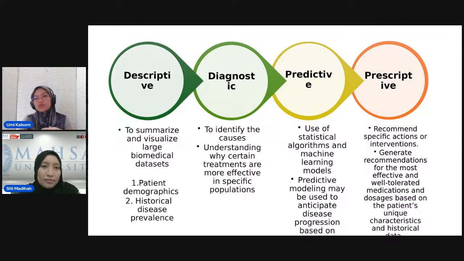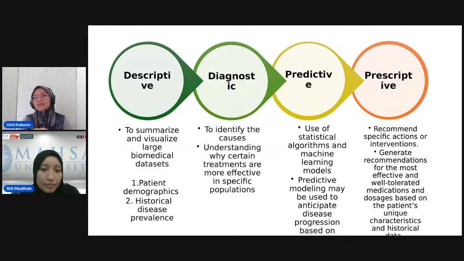Then moving forward, we go to diagnostic analytics. We want to identify the causes of what is happening. For example, we want to understand why certain treatments are more effective in a specific population and not effective in other populations. So we diagnose the data to know why this happens.